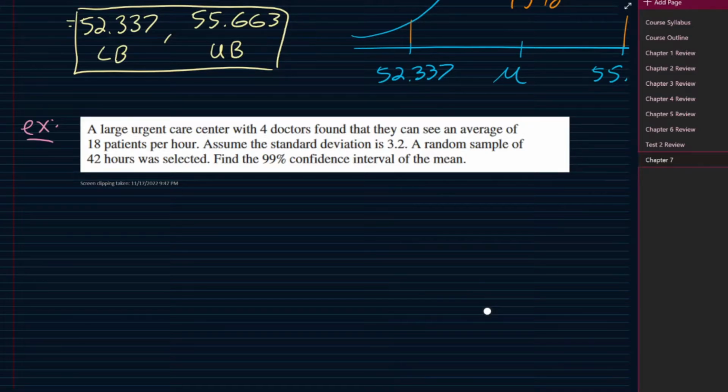Okay, so let's pick out everything we've got. You might be tempted to pick n to be 4 here. I guess that 4 is a bit of superfluous information. It doesn't really matter how many doctors they had. So that 4 might throw you off. But it says that they see an average of 18 patients per hour. That would be our x bar here.